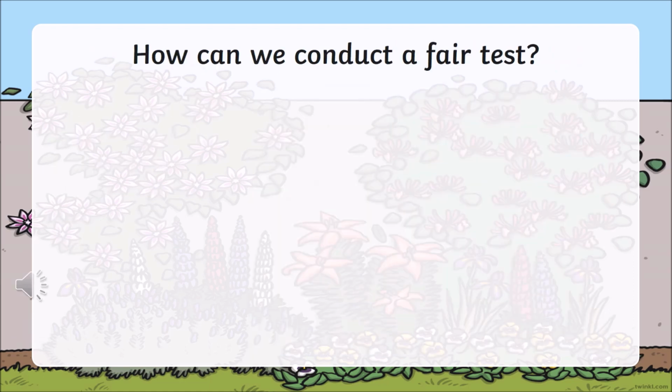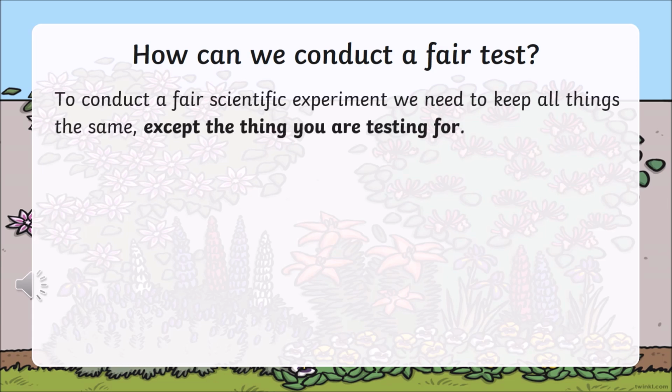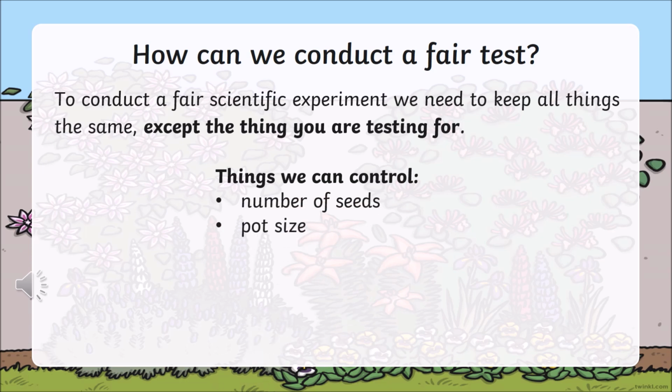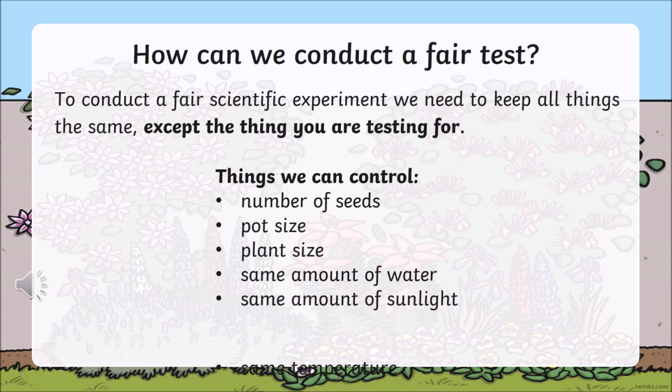Now, as scientists, how can we conduct a fair test? To conduct a fair scientific experiment, we need to keep all things the same except the thing that you're testing for. There are a list of things we can control when we're testing plant growth. We can control the number of seeds, we can control the pot size, the plant size, we can give the plants the same amount of water, the same amount of sunlight, and we can use the same temperature where the plant is located.